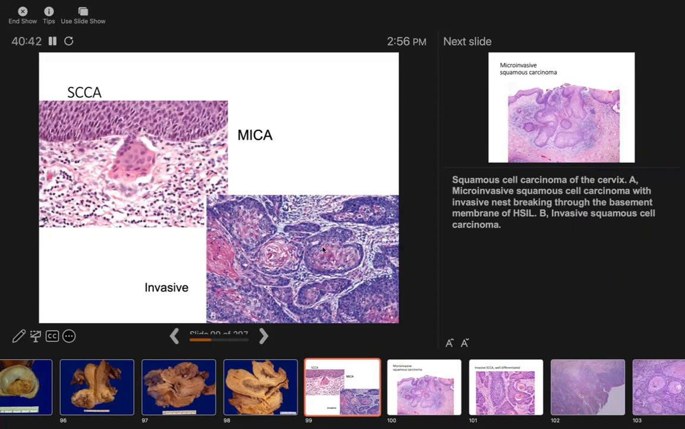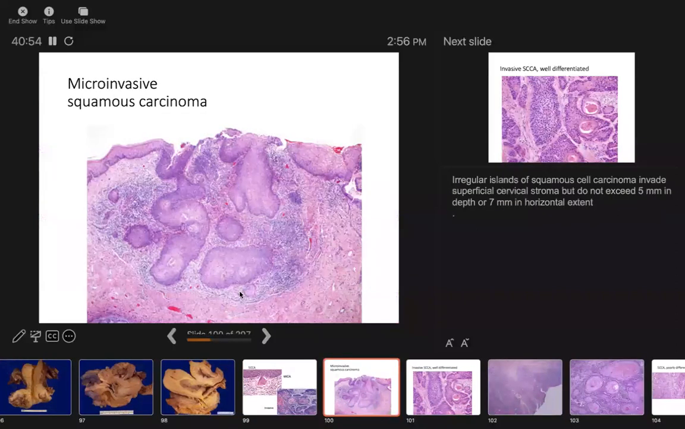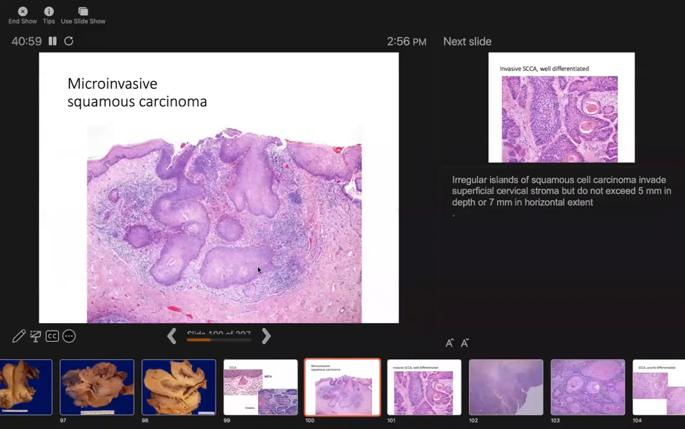On the other hand, you wouldn't want this because these are sheets of squamous cells exhibiting keratinization, and they are now invading the stroma. So when you diagnose MICA, you have to know the extent of invasion going down and the extent of invasion going sideways. So this has to be measured, and usually the cutoff is that it should not exceed 5 millimeter or 7 millimeter in horizontal extent. If it does, then you change the classification from microinvasive to invasive.